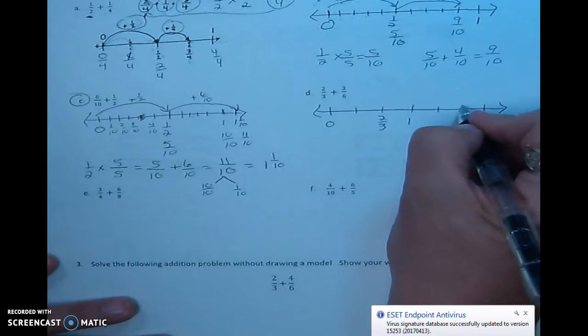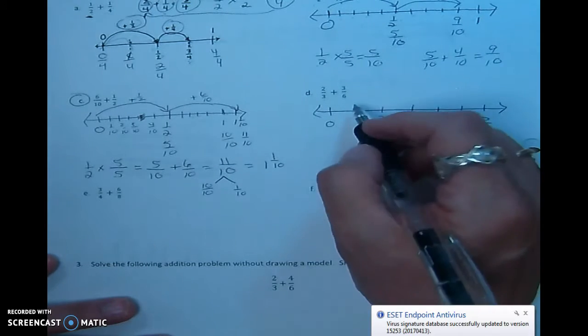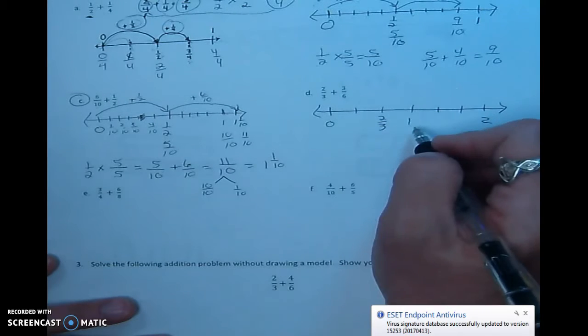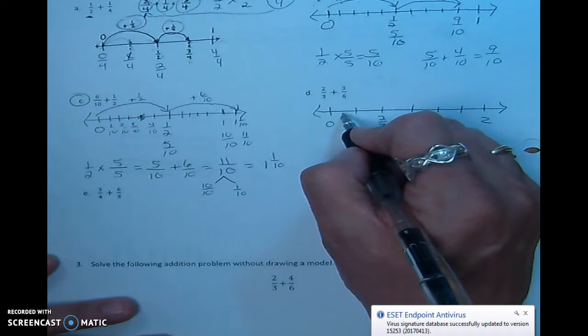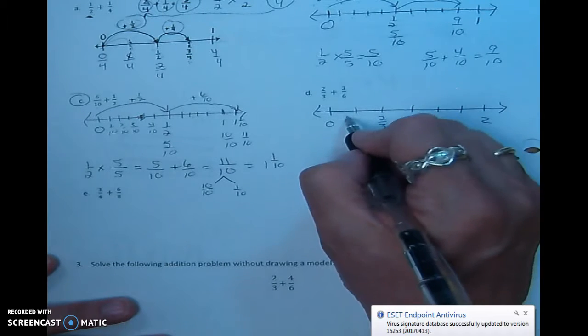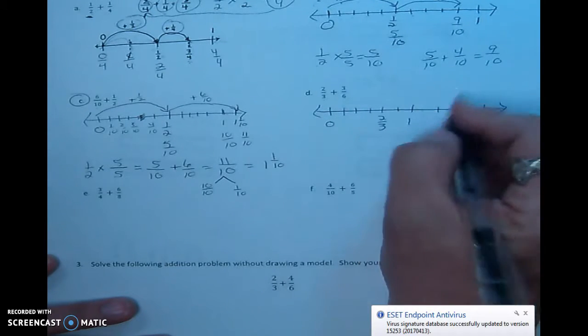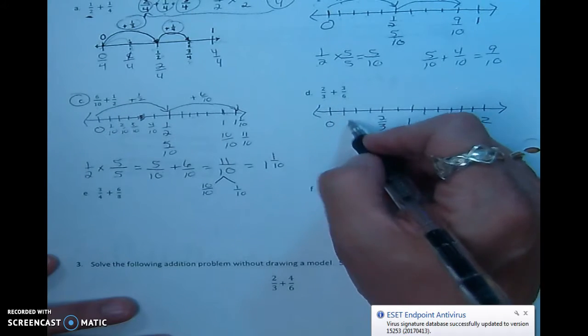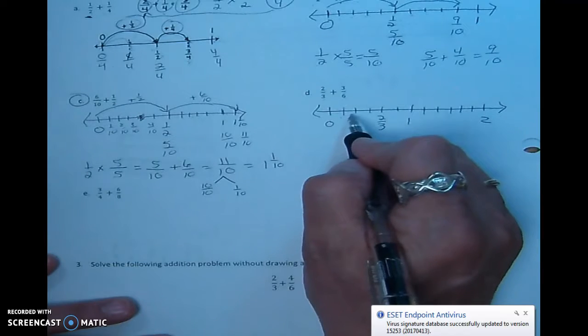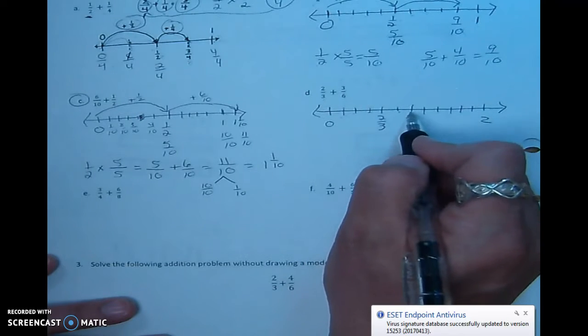And I'll split this up into thirds. But now I need to split it up into 6. So if I split my thirds up into half, I'll have 6. So from 0 to 1, we have 1/6, 2/6, 3/6, 4/6, 5/6, 6/6.